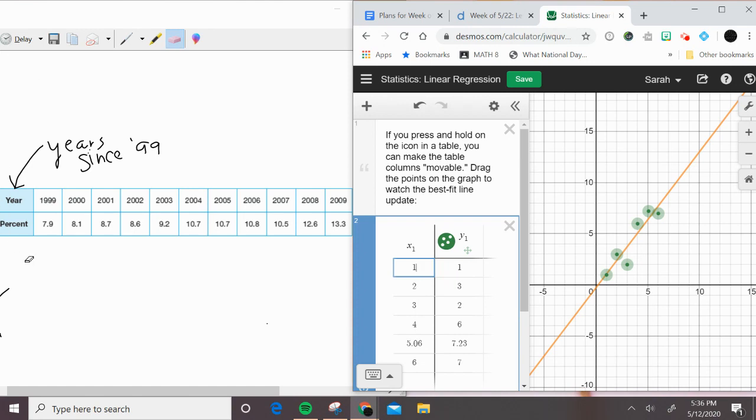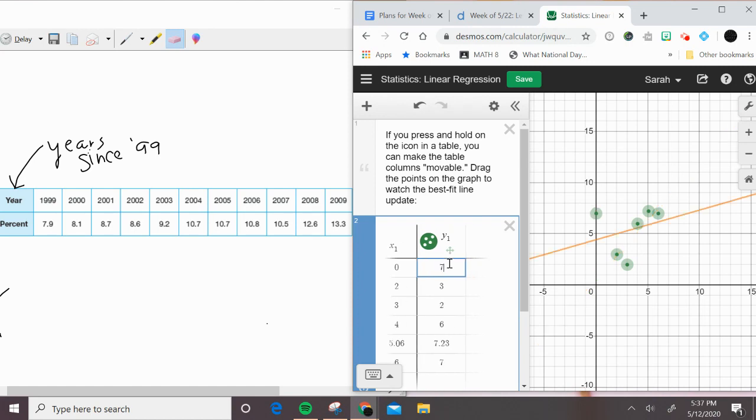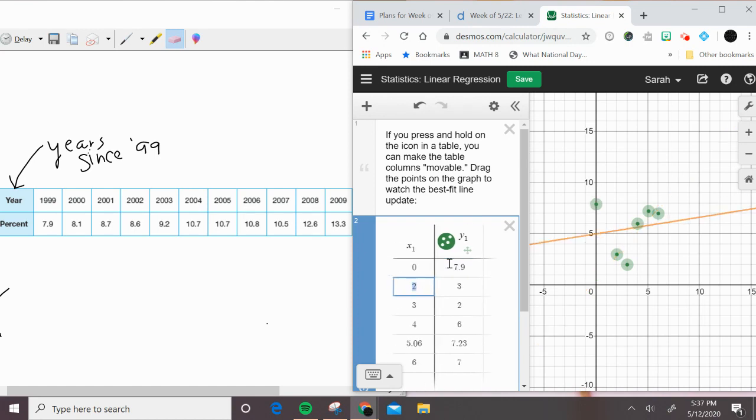To do that, we're going to use this data over here, which measures the years since 1999 and the percentage of people who didn't get a dental procedure because of insurance. So since it's 1999, we're going to say that it's year 0 because it's been 0 years since 1999. So I'm going to put 0 in my table, and I'm going to put 7.9 in my y-axis.